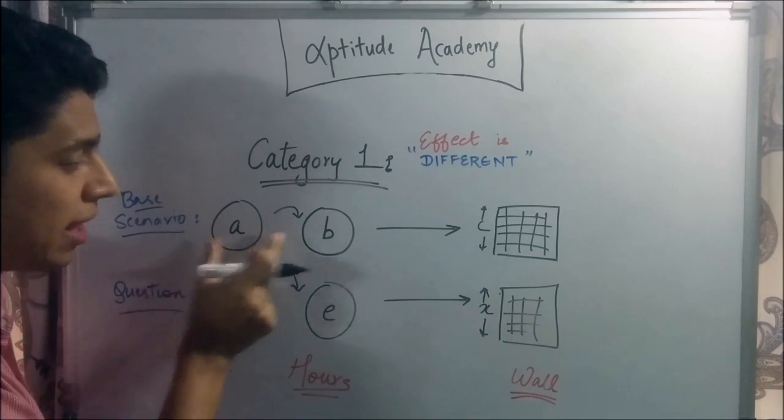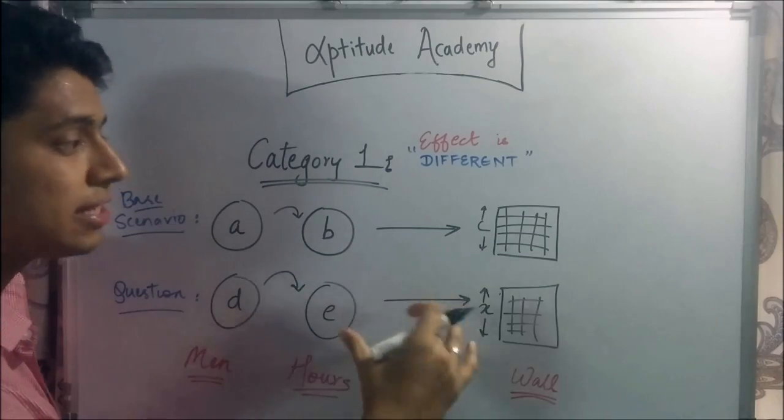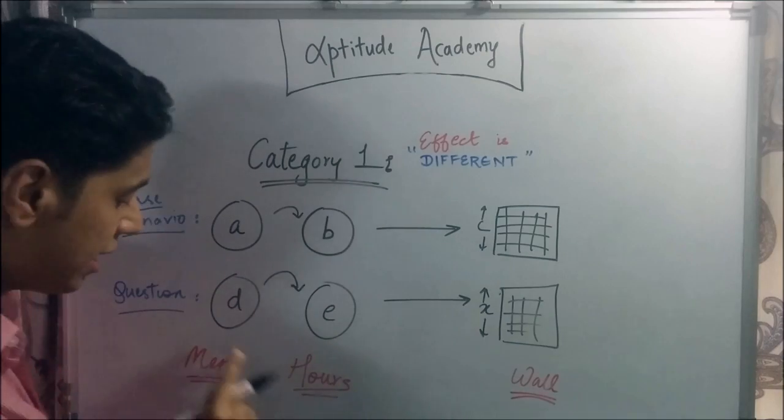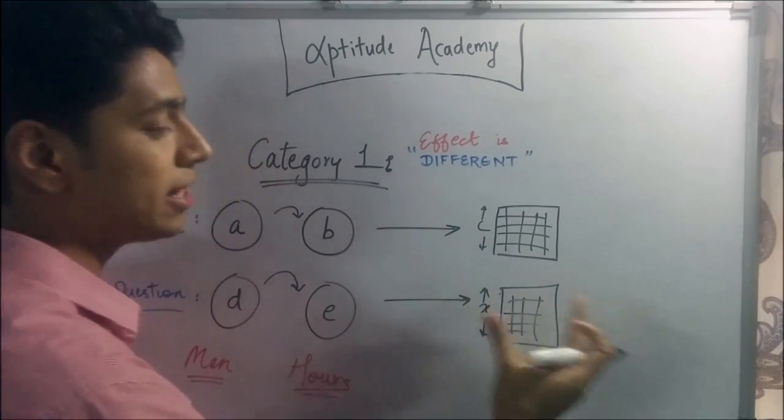Now you won't have A men that work for B hours. You're going to have D men that work for E hours. So the wall's height is going to be different, and that's what you need to find out in a category 1 sum. So D men are going to work for E hours and you need to find out what is the height of the wall that's going to be built.